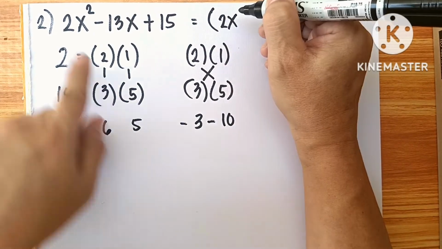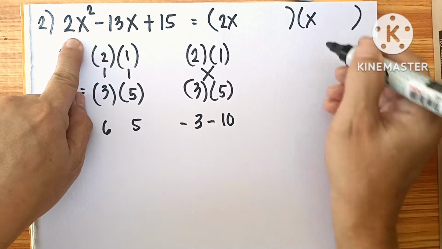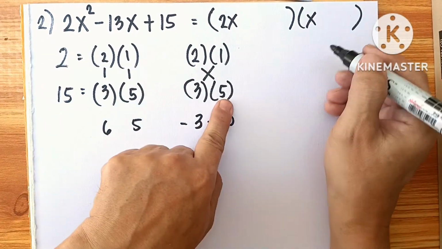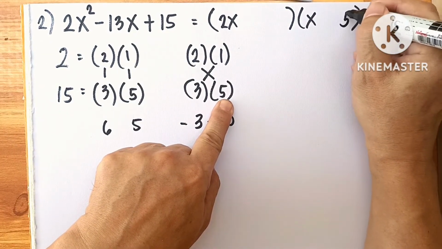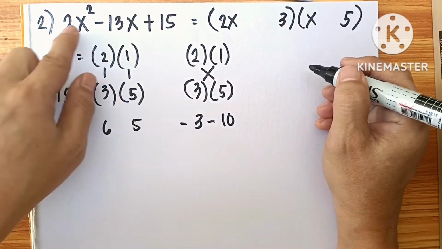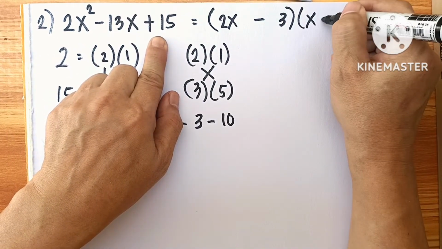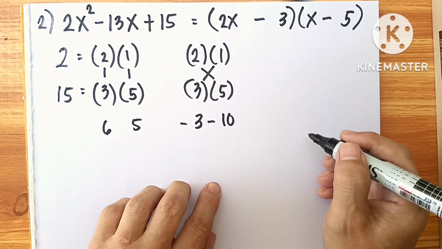Oh, now, paano nga uli aayusin? Again, unahin yung first term, 2x and x. I match 2 with 5. So, saan lalagay? Dito, sa outer. Okay? And here, 3. Now, we have negative here and positive here. So, both must be negative. And we are done. Oh, diba?